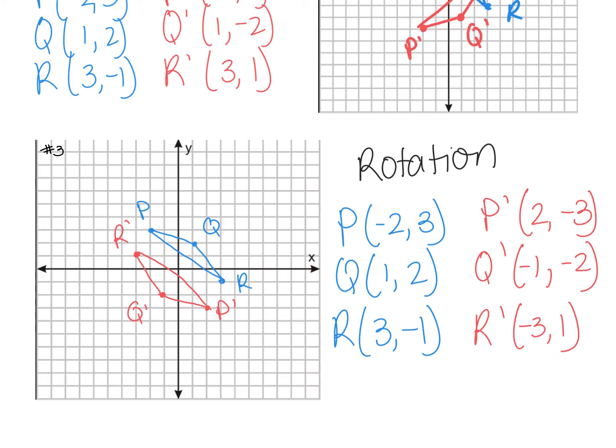Alright, and that's it. This will be on your quiz, but not on your test, and your quiz is on the 18th.